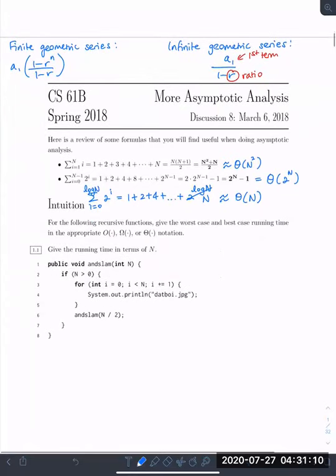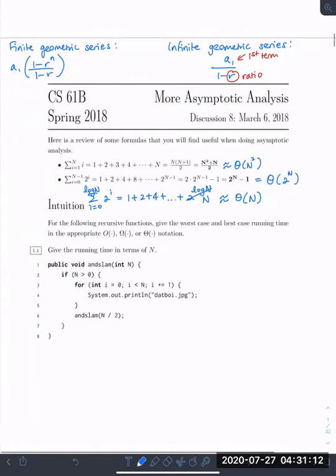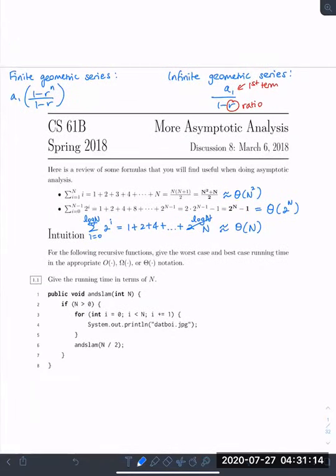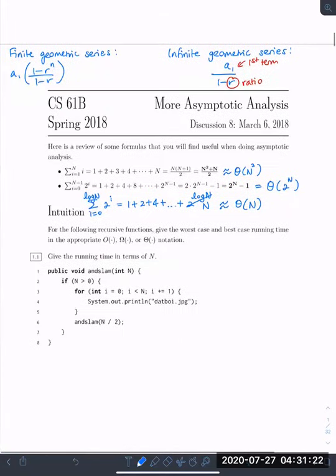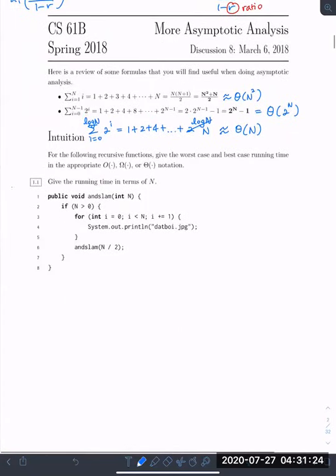Okay, so that is all I wanted to cover in terms of good to know formulas, except for one important formula actually, that's for recursive functions. So I guess I can just introduce that while I'm going through these problems. Okay, so if you look at the first one, it's a recursive function, right? It's calling nslam again on n over 2.